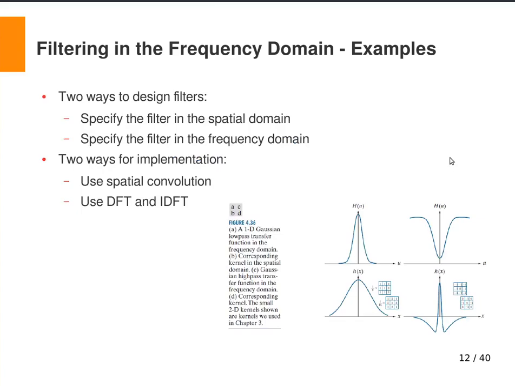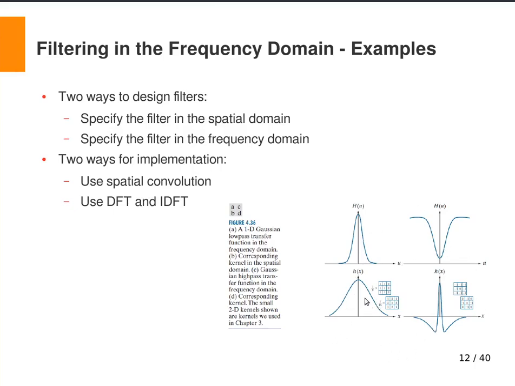So in general, there are two ways to do filters. We can either specify the filter in the spatial domain, or we can specify the filter in the frequency domain. As for the implementation, if we specify the filter in the spatial domain, what we need to do next is to do a spatial convolution to get the filtered result. On the other hand, if we specify the filter in the frequency domain, we can use DFT and IDFT to perform filtering in the frequency domain. Here you will see more examples of this.